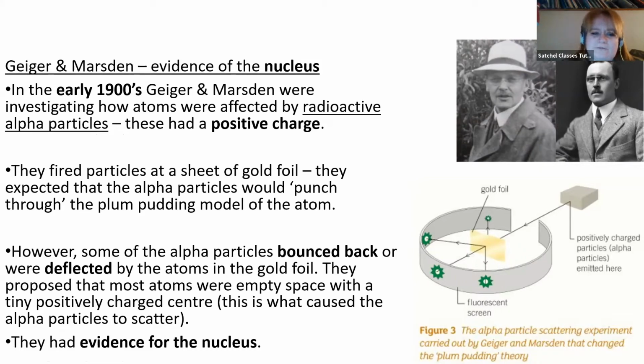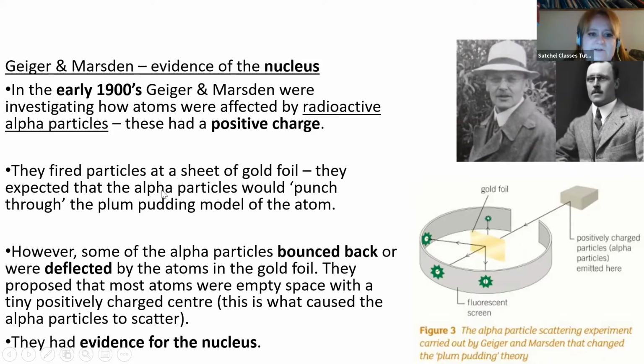Gold foil can be really, really thin. You might have seen it on mirrors, on food, or sometimes people put it on their nails. But gold foil is very, very thin. It can actually be made so thin that it's an atom thick. That's why they used it. It can be hammered very, very thin. So they fired the alpha particles at the gold foil. They expected the alpha particles would just go through if the plum pudding model of the atom was correct.